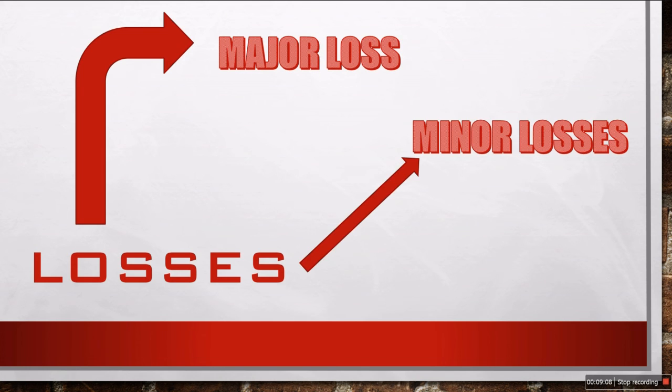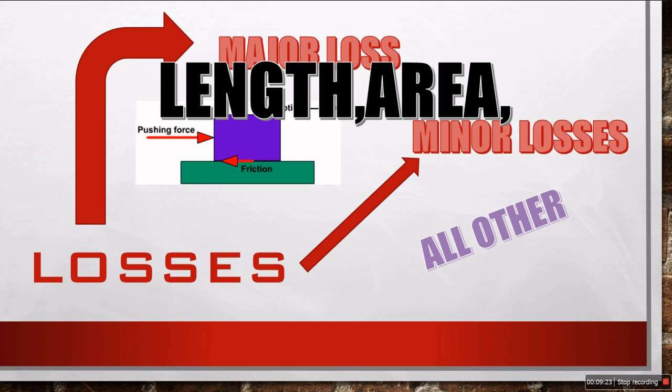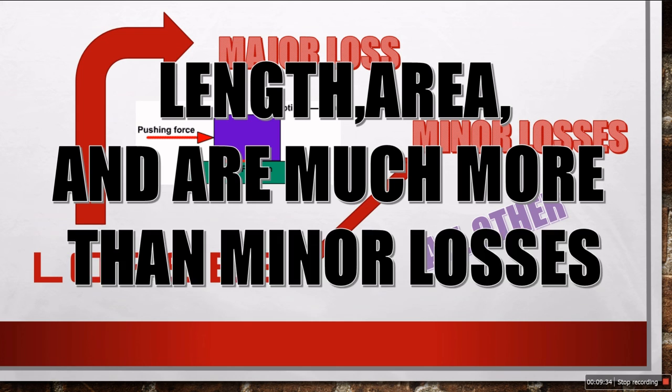Now we will take a look at the losses in the pipes of the water pump. There are two types of losses. One is the major loss and another is the minor loss. Major loss is the loss which is due to friction, and minor losses are all types of losses other than frictional loss. The frictional loss depends on the length and area of the pipe as well as of the volute, all types of systems, and these frictional losses are much more than the minor losses. Thus, we tend to neglect these minor losses and concentrate on the reduction of the major losses.